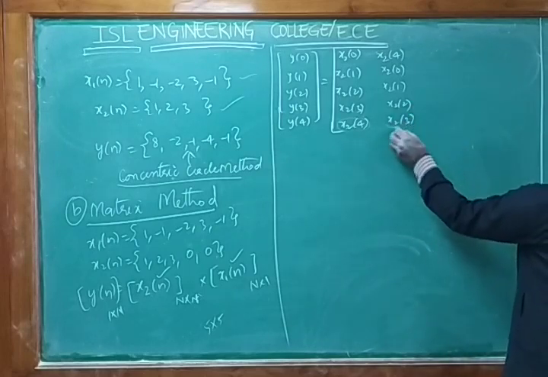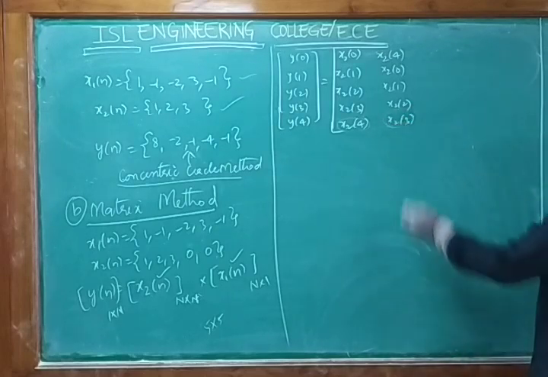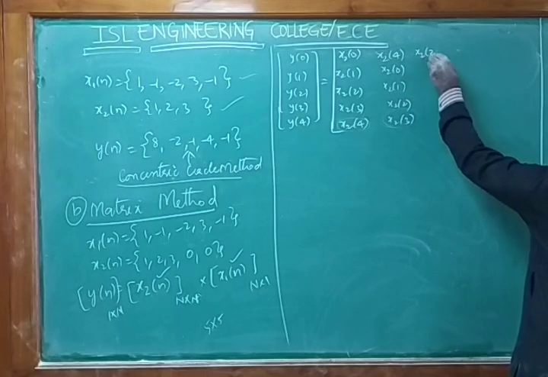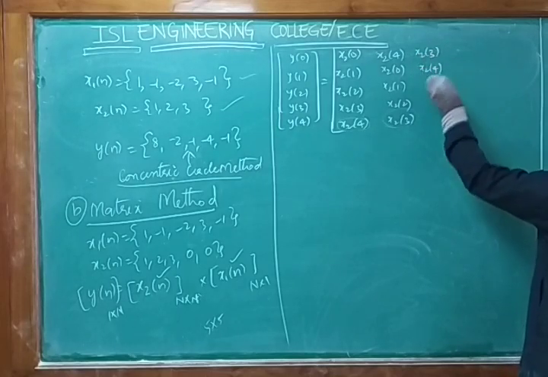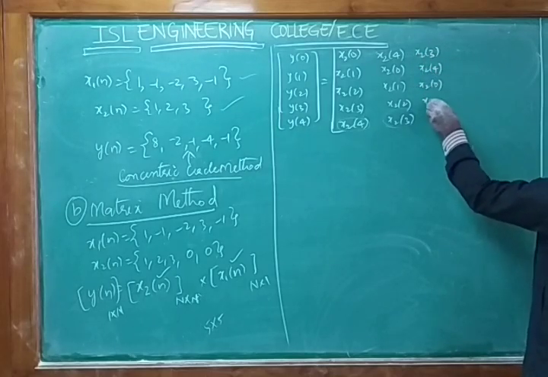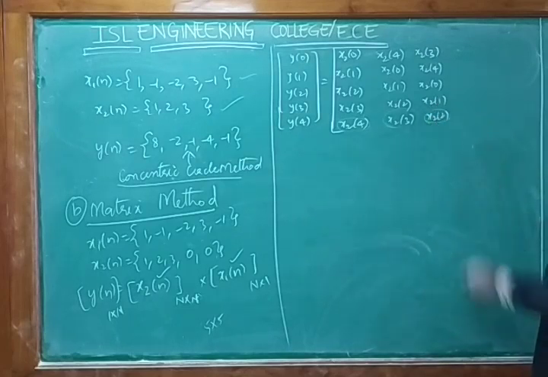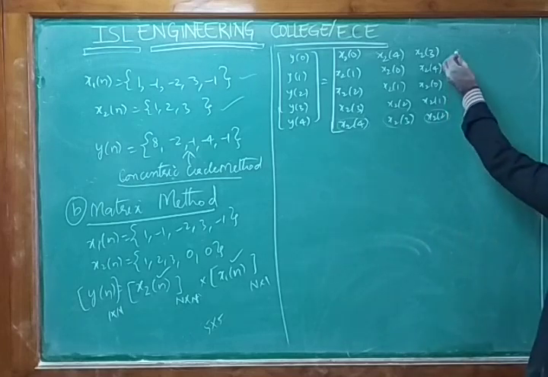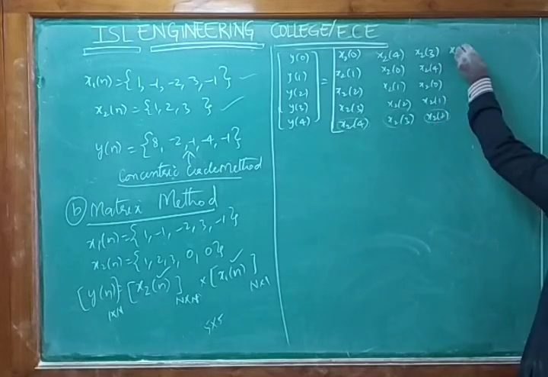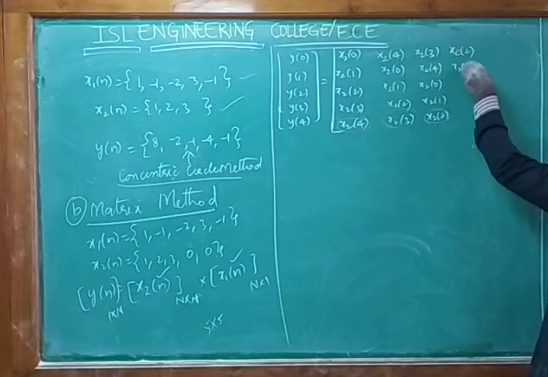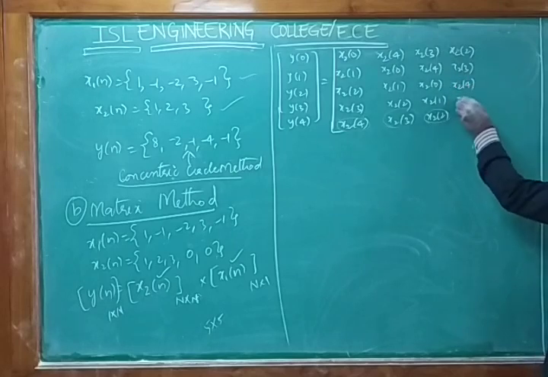Similarly, what is the next value where we have stopped? At x2 of 3. So we start from x2 of 3, x2 of 4, x2 of 0, x2 of 1, x2 of 2. This is where we have stopped, and from there we need to start. What is the value we need to start with? x2 of 2, x2 of 3, x2 of 4, x2 of 0, x2 of 1.